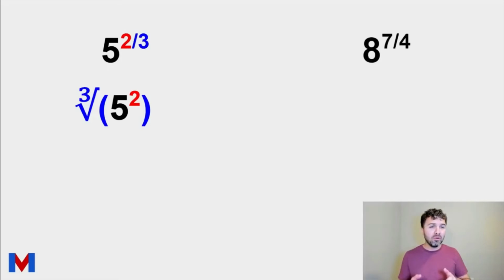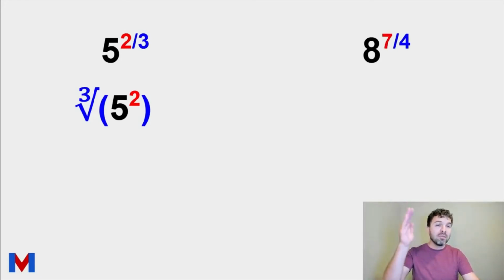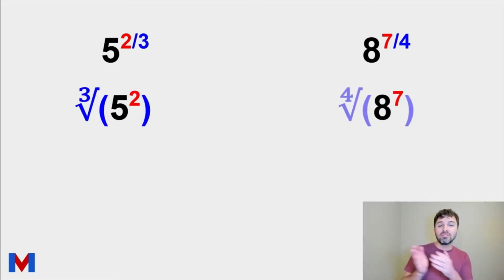This is going to be a pretty quick video. 8 to the 7/4. Well, again, 7 is our numerator. That 4 is our denominator. So that 7 becomes our normal exponent, or normal power, with 8 to the 7th power. And then that divided by 4 becomes the 4th root.